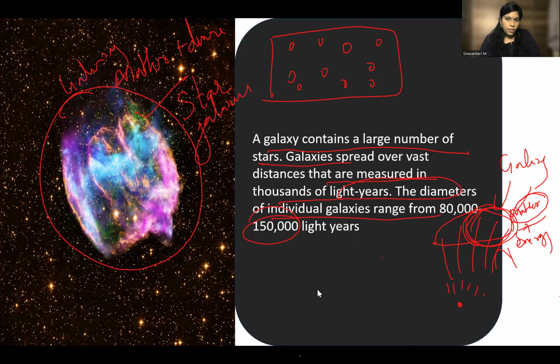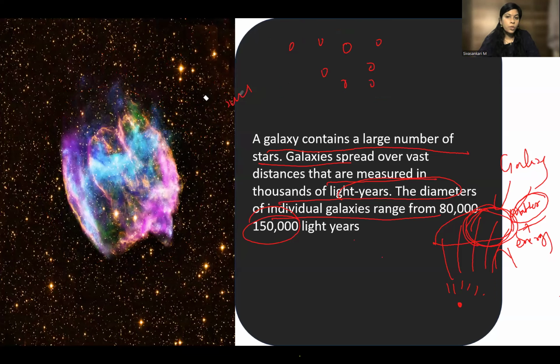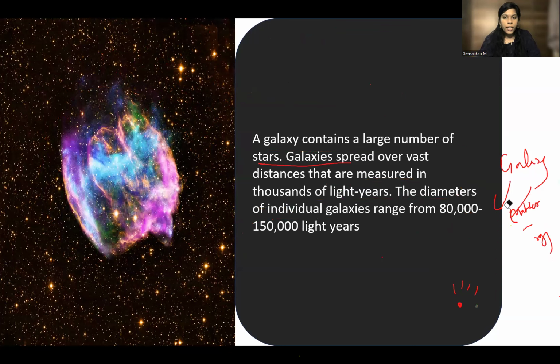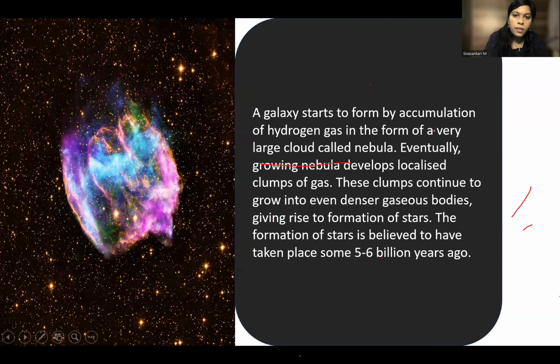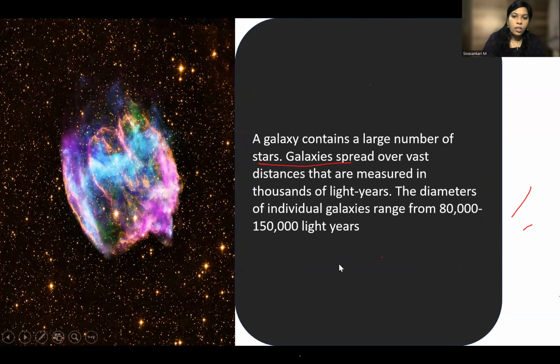Then come to the next point. Now this galaxy, once formed, contains a large number of stars, we all know that. And the galaxies spread over vast distances, which are measured in light years. This we have already studied. The galaxies thus formed contain a large number of stars, so you have to keep that in mind. In our galaxy itself, one star only we know, because our Earth is revolving around that star. Now come to the next point.